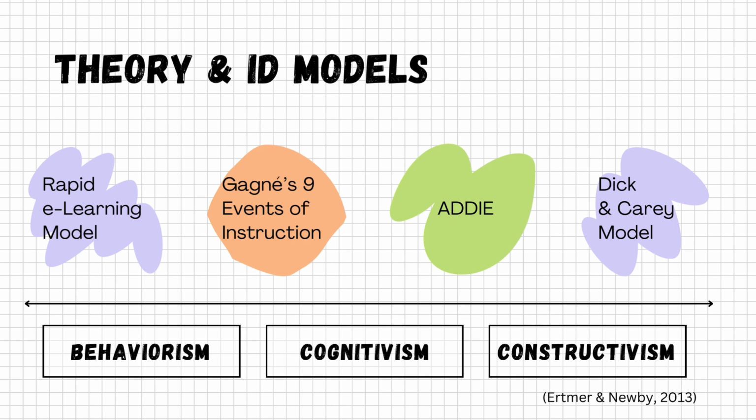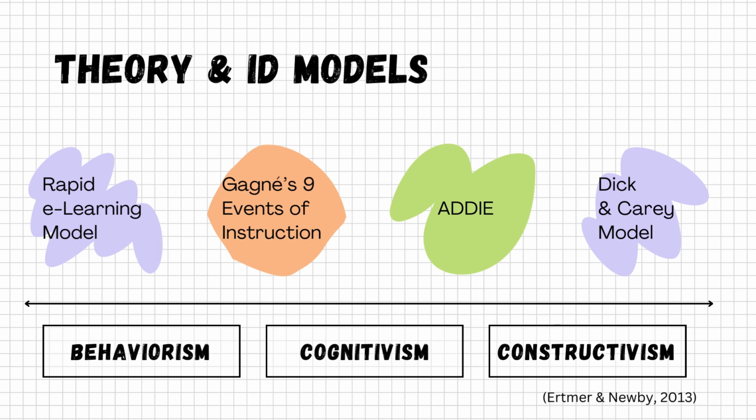As you can see, I placed rapid e-learning toward the behaviorism side, which I'll talk about a little bit in just a second. I placed Gagné's just beyond that, and I'll elaborate on that in a moment about why I chose to put that kind of splitting the two.